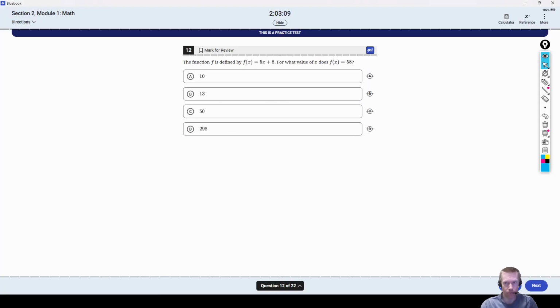All right, next up, number 12. Here we have a function that you are given, and you're given essentially the y value or the output. They want to know what is the x value that corresponds to this. So, in other words, if 5x plus 8 is equal to 58, what is x? Well, you can just solve this equation. Subtract 8, divide by 5. X is equal to 10, so the correct answer for this one is letter A.